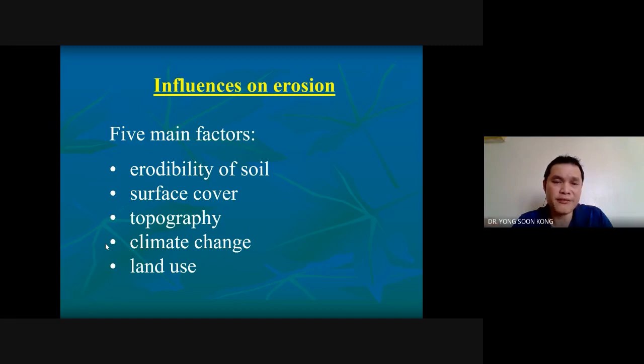We are going to discuss the factors. What causes erosion to happen more severely in some places? Because soil, as you know, is not created equally. It might be created in a different chemical composition, maybe a different elevation. Some of them are created very high. Places at a high elevation will usually be more exposed to erosion because water flows down. You have slope. So today we're going to discuss these five factors: erodibility, surface cover, topography, climate change, and also the land use. These are the main five factors.